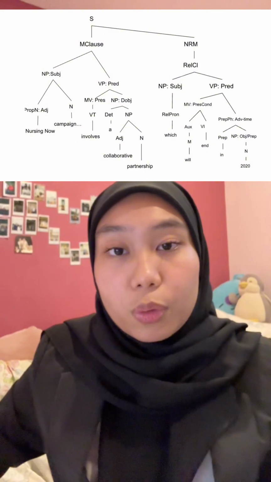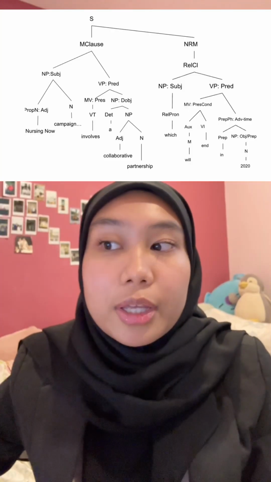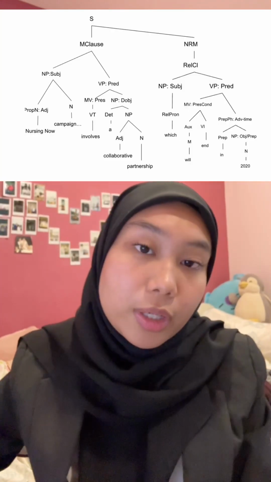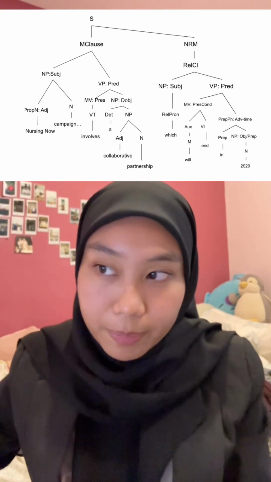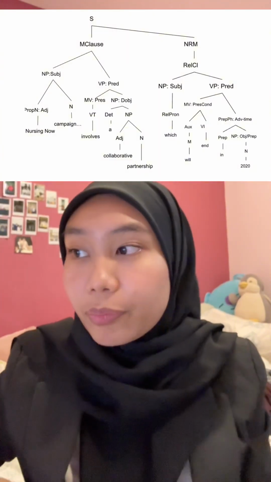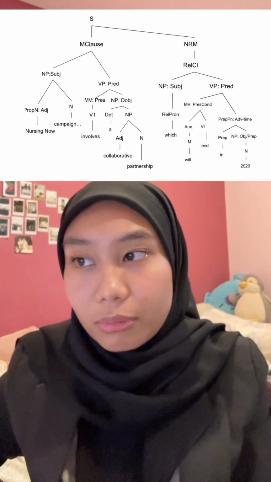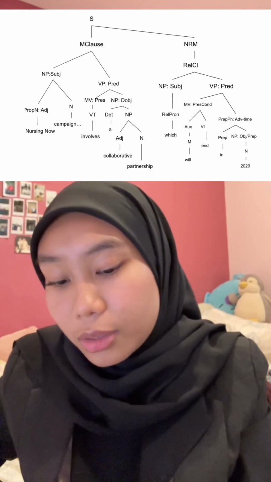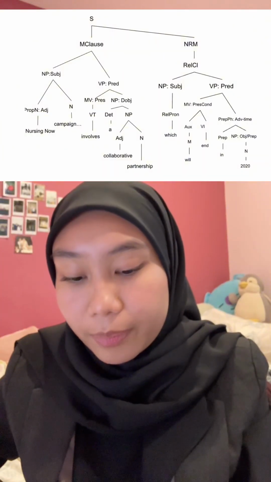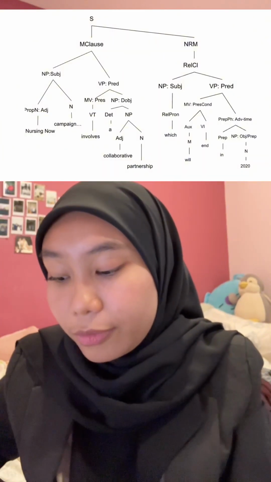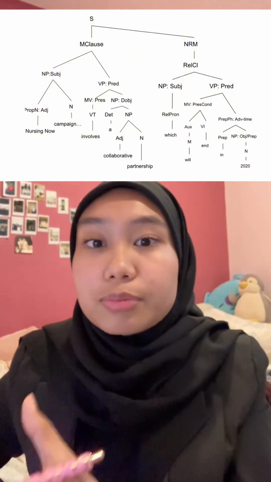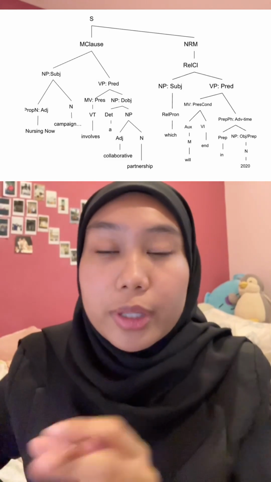So that is how to diagram the sentence: The Nursing Now campaign, which will end in 2020, involves a collaborative partnership. To make it clearer, under the campaign, draw an arrow from which to 2020 to point out that the campaign will end in 2020.